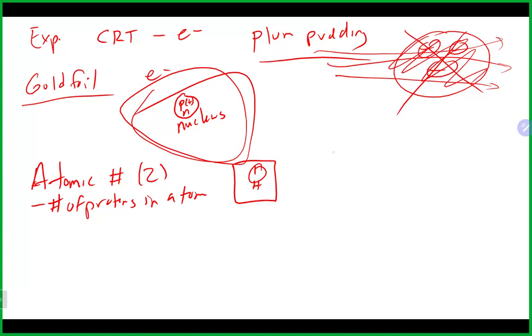The mass number, on the other hand, is the number of protons and the number of neutrons that there are in an atom.